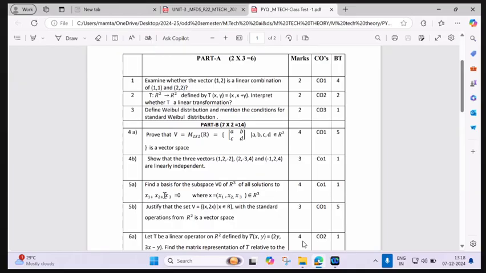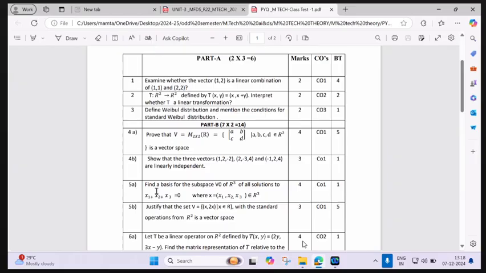Okay. Then find the basis for the subspace. How do you find the basis for any subspace V naught of R cube of all the solutions? This is the criteria. We are going to have the vector space as R cube. What is the standard basis for R cube? 1 0 0, 0 1 0, 0 0 1. Now you have to check this condition is satisfied by that, and then you have to create such a basis.